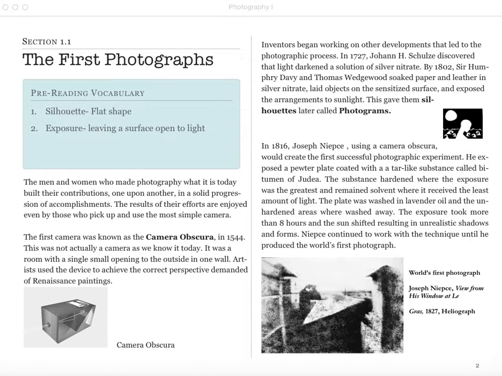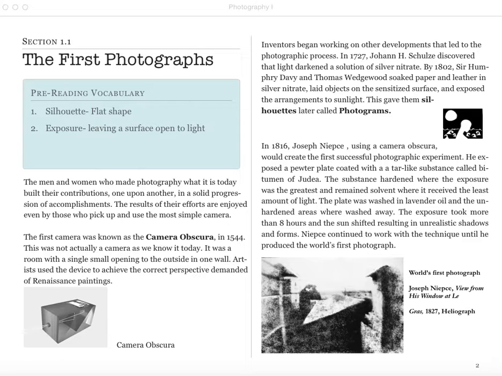In 1816, Joseph Niepce, using a camera obscura, would create the first successful experiment. He posed a pewter plate coated with a tar-like substance called bitumen of Judea. The substance hardened when the exposure was the greatest and remained soluble where it received the least amount of light. The plate was washed in lavender oil and the unhardened areas were washed away. The exposure took more than 8 hours and the sun shifted, resulting in unrealistic shadows and forms.